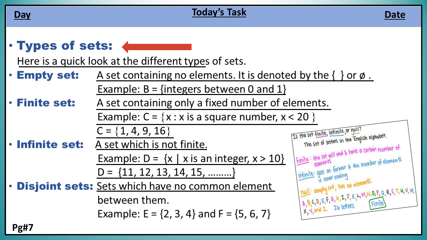Let's come to know about disjoint set. The sets which have no common element between them. Dear students, disjoint sets ऐसे sets हैं जिसमें कोई भी element common means कोई भी element एक जैसा नहीं होता. For example, set E is equal to 2, 3, 4 and set F is equal to 5, 6, 7. In both these sets there are no common elements. इन दोनों सेट में हमारे पास कोई भी एलिमेंट एक जैसा नहीं है. Highlight the main points on your textbook.